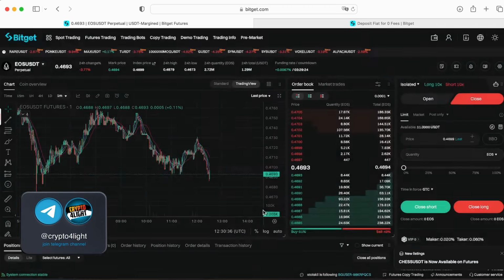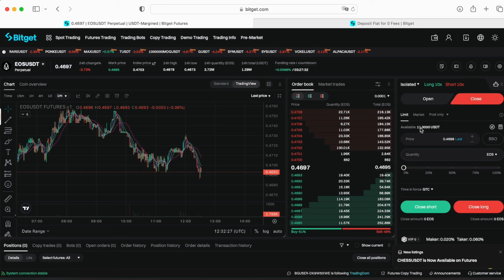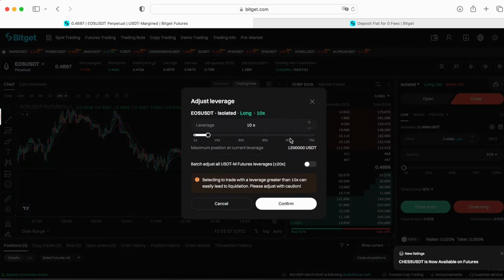Now press Confirm. Let's say I choose open long with 10x. It means if I open a position with my initial margin of $10 at 10x, it looks like I trade with $100. So if I would like to open a position with 60x, it means with my $10 initial margin, I will trade like with $600.